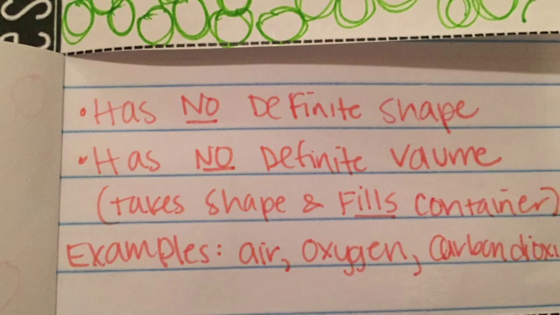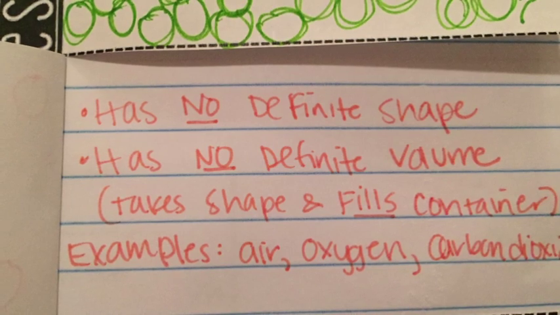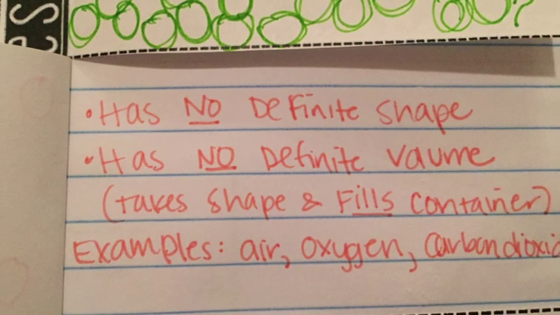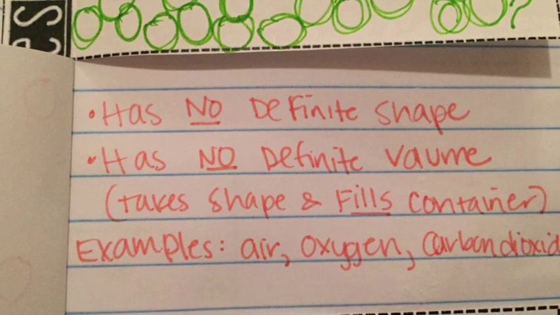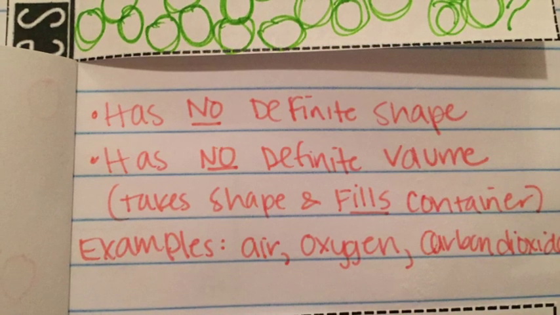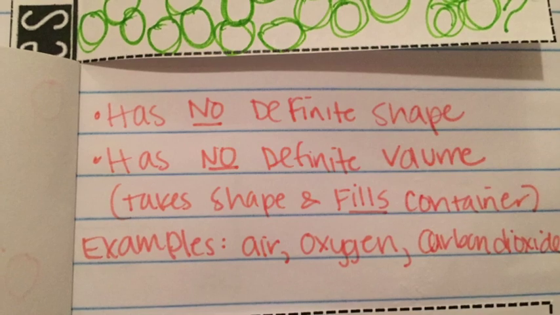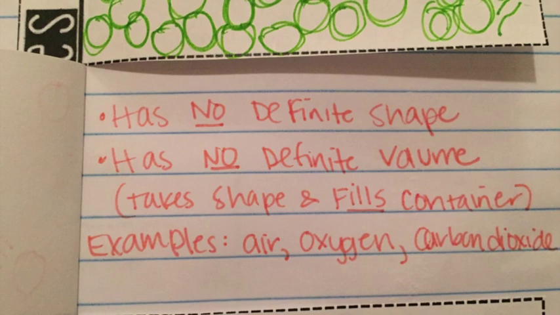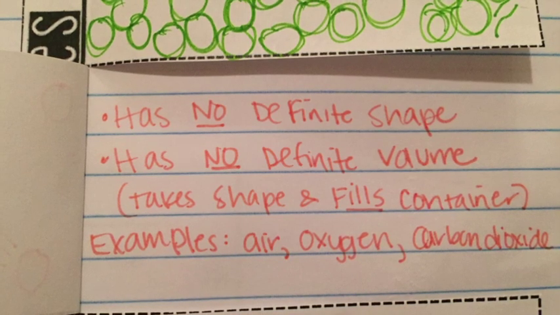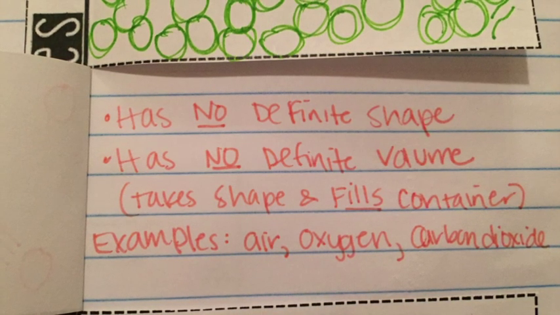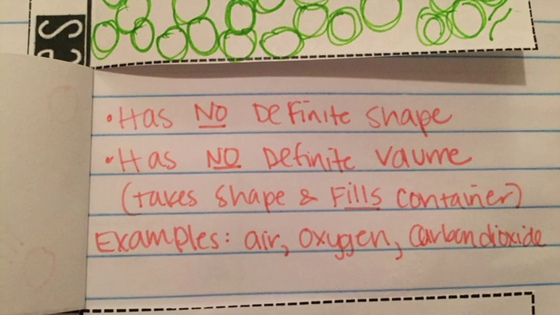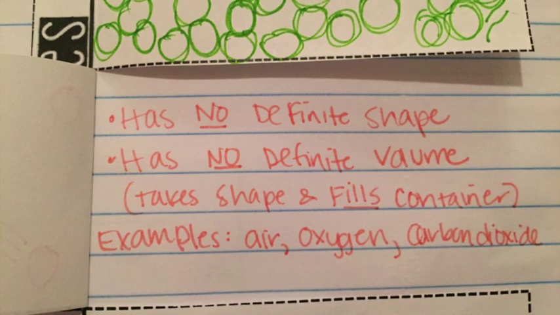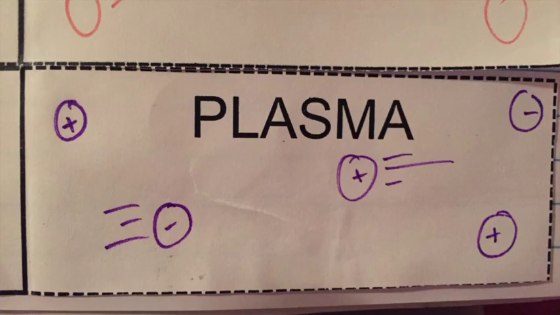Other properties of a gas are that it has no definite shape and it has no definite volume. So if you release a gas into a room, it's going to fill up the room. It's going to take the shape of the room. It's also going to fill the room, so it will take the full volume. You can also squish a gas or compress it into the size of a tank. You could take lots and lots of gas and make it take up a very small amount of space. Some examples of gas are going to be air, oxygen, carbon dioxide, and there are many more.